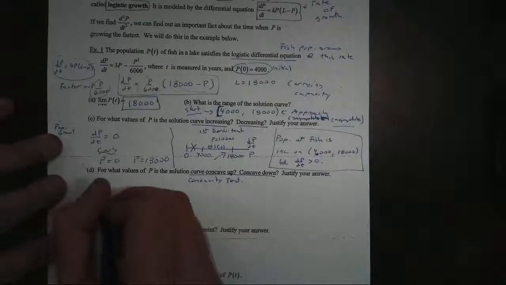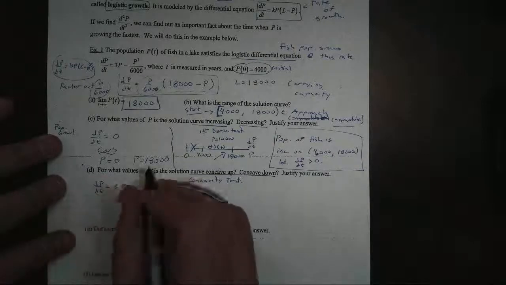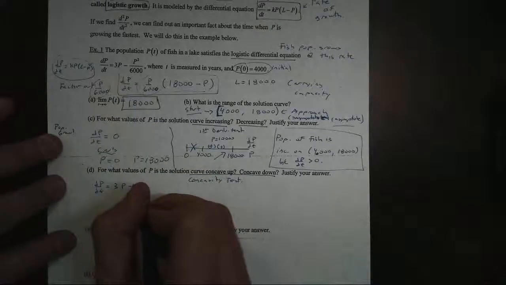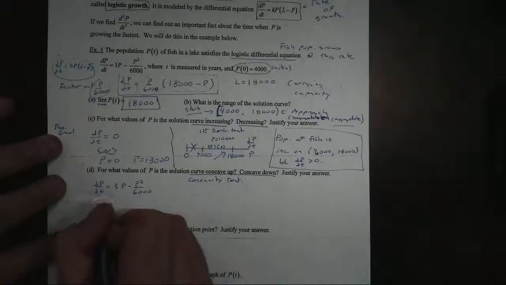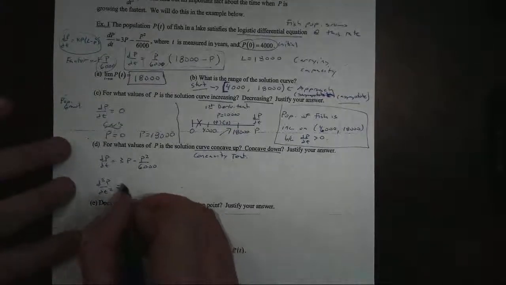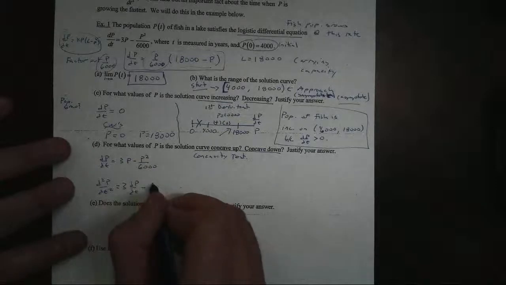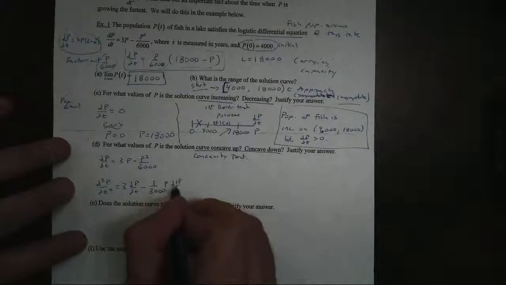Concavity test, need my second derivative. I'm going to write the original derivative, keep it in. Don't use the simplified one yet. Just use the original, minus P squared over 6,000. And I'm going to take the derivative, d2P/dt2. And when I take the derivative, this becomes 3 dP/dt minus, be careful, 1 over 3,000 P dP/dt.